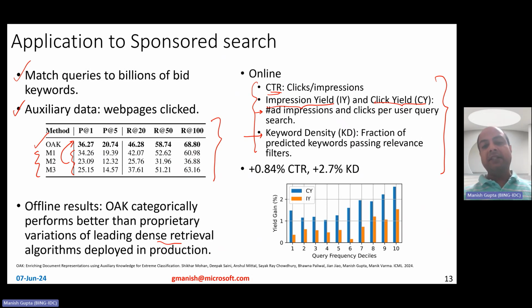We observed that the click-through rate actually increases by 0.84% and the keyword density increases by 0.7%. Of course, this basically means revenue gains for Bing ads, or broadly Microsoft ads, in that sense. If you look at the yield gains, CY and IY, again, you observe that across different query quantiles, we do observe significant increases. This is percentage yield gain, significant increases compared to the standard production system that we have.